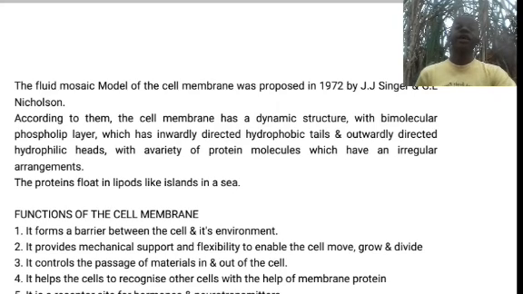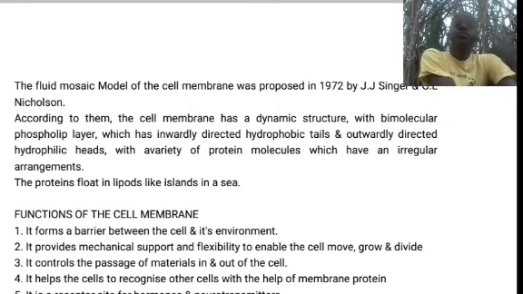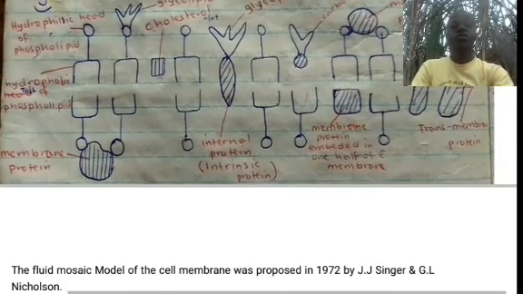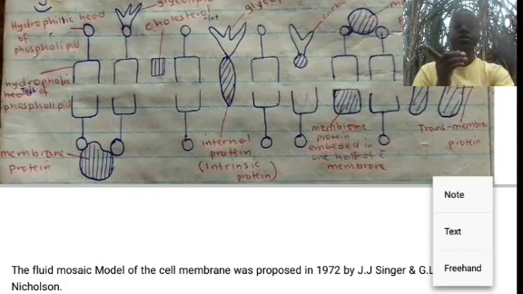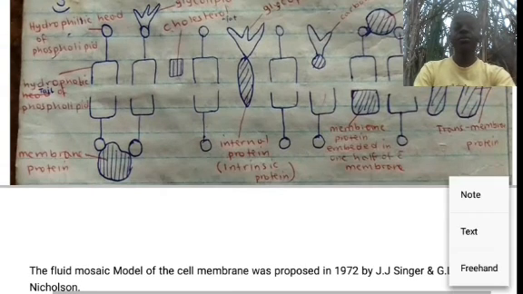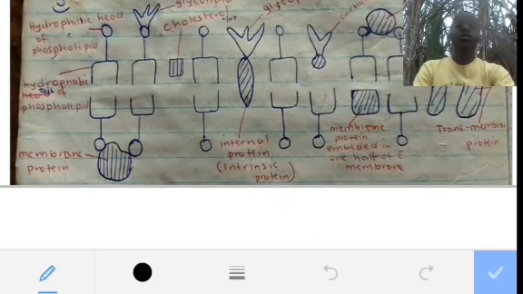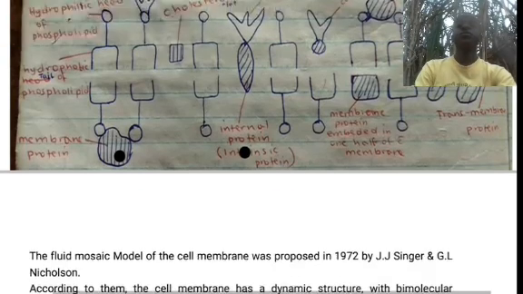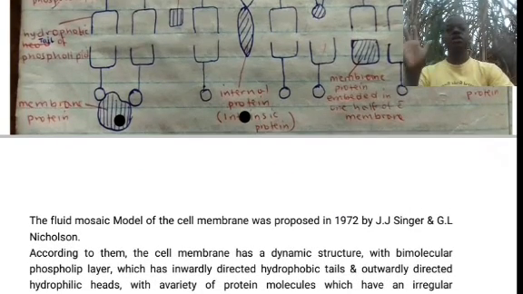And they have a variety of protein molecules which have an irregular arrangement. Now these proteins float in lipids like islands in a sea. So those proteins which they're talking of, as you can see from this diagram here, we have some proteins here. We have the membrane protein. Like this one is the membrane protein. We have the internal protein, the one that is called the intrinsic protein. All of those are some of the proteins. They are just floating on top.